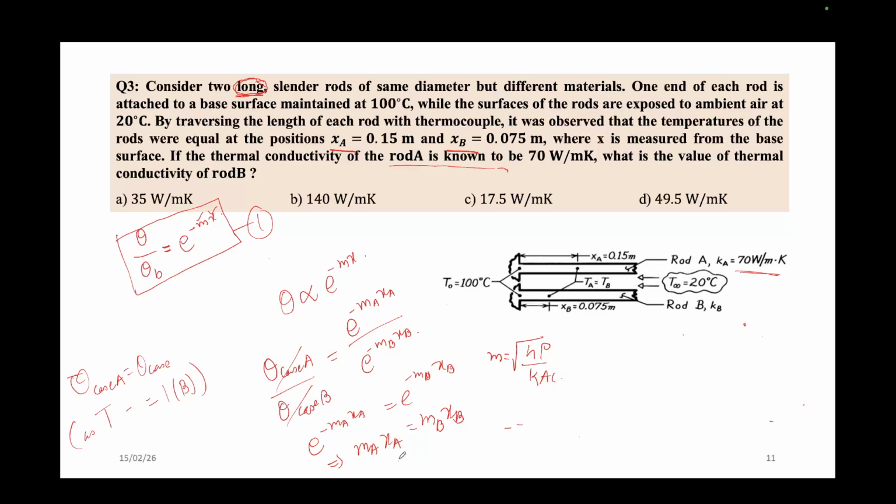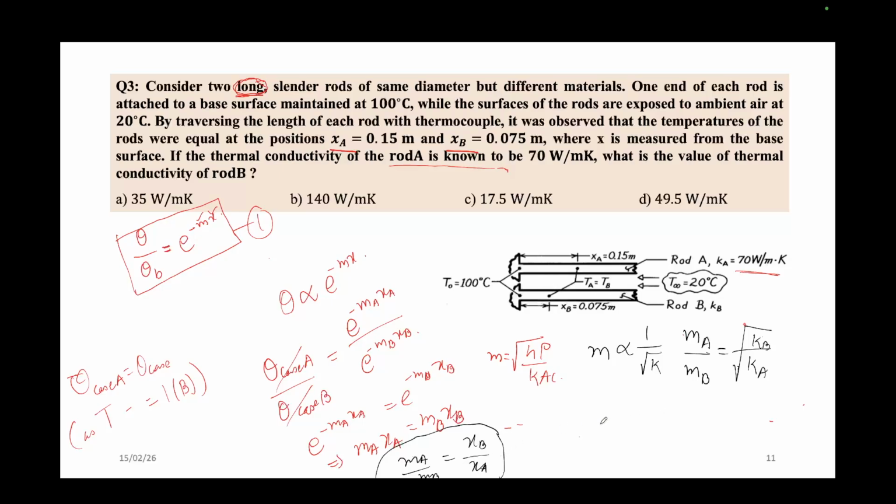So I can write MA by MB, this is XB by XA. Please remember this. Now from here what I have got: M is inversely proportional to root K. So I can write MA by MB equals root KB by KA.